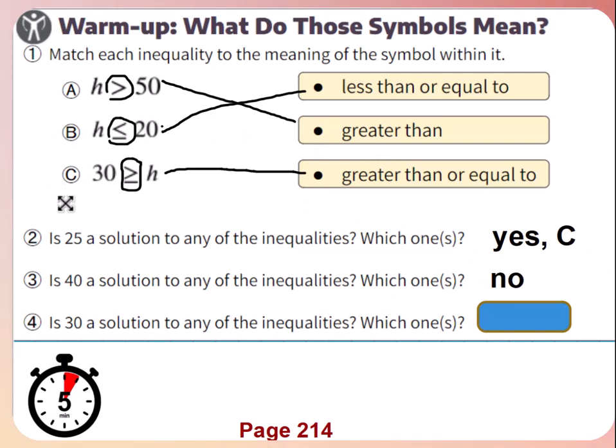Moving on to C. We're going to now substitute in 30 for H. Is 30 greater than 30? The answer is no. But we have the equal underneath. So is 30 equal to 30? The answer is yes. So greater than or equal to makes C true. So yes, it's a solution to C.